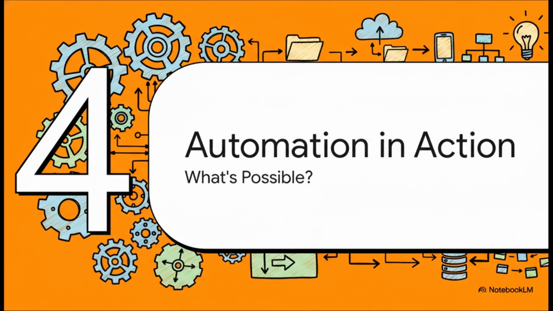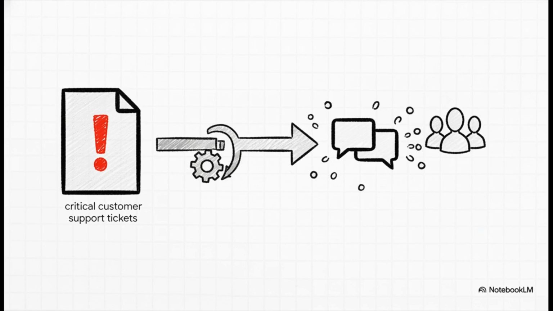Okay, so the theory makes sense. Now let's get to the fun part and look at what's actually possible with some real-world examples. What can you really do with this thing? The possibilities are honestly pretty amazing. Okay, imagine this. A critical customer support ticket comes in. Instead of you having to spot it and manually alert someone, Power Automate can instantly post a message to a specific channel in Microsoft Teams. The whole team knows immediately.